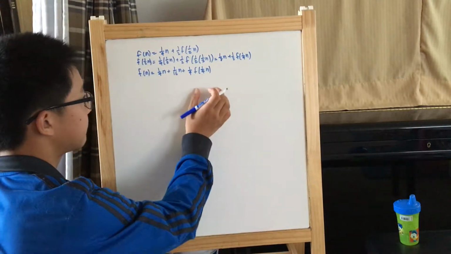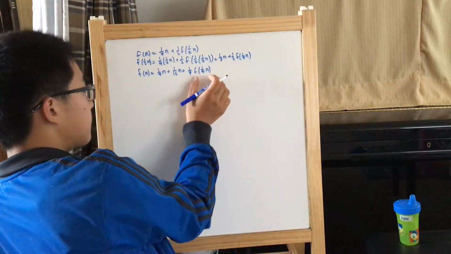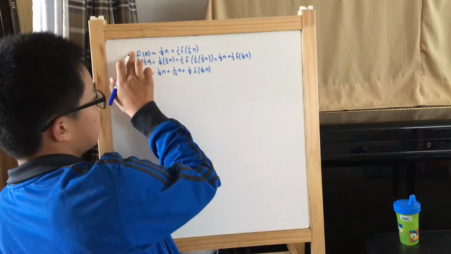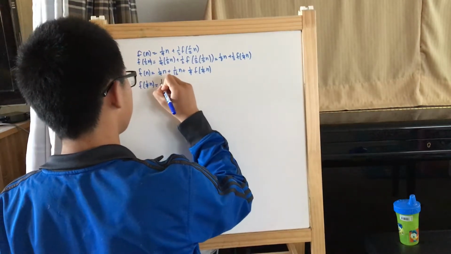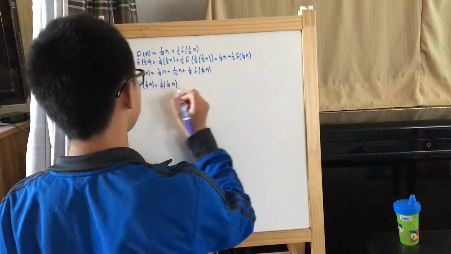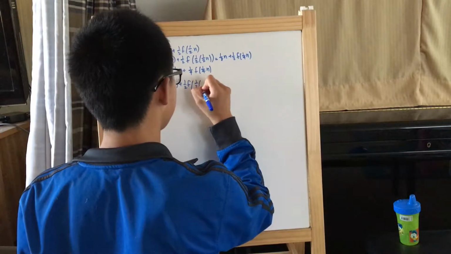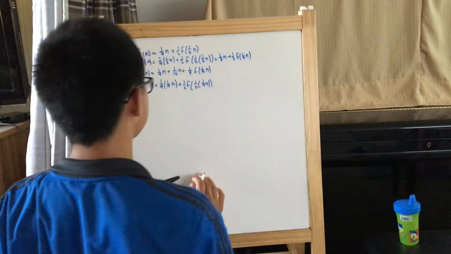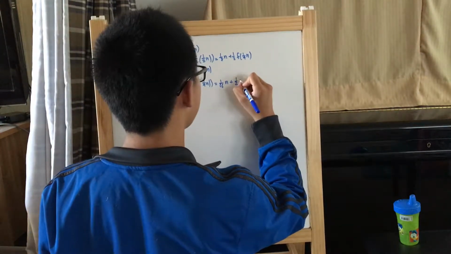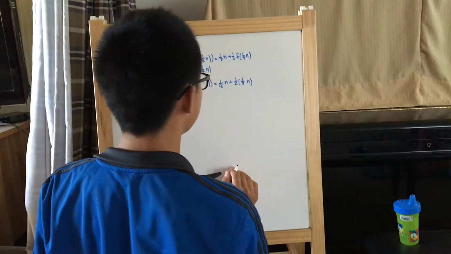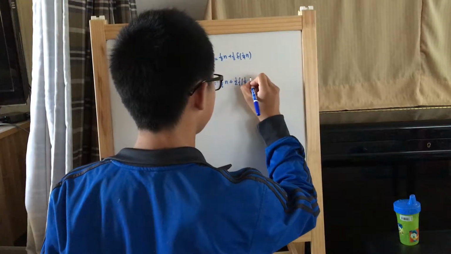So now we need an expression for f of 1/4 n to substitute back in here. We can substitute 1/4 n for n in this equation to get an expression for f of 1/4 n. So we get f of 1/4 n equals 1/4 of 1/4 n plus 1/2 f of 1/2 of 1/4 n, which simplifies to 1/16 n plus 1/2 f of 1/8 n.